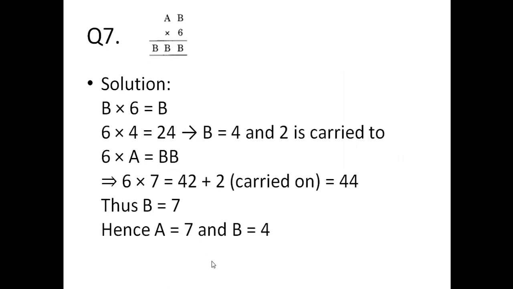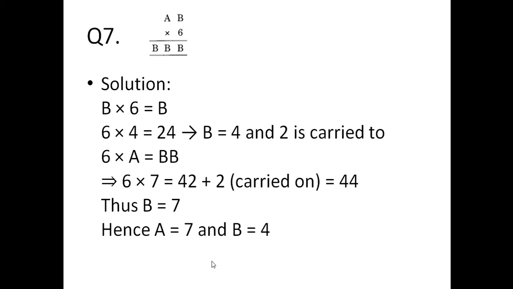Then the seventh one, AB into 6 equal to BB. So B into 6 equal to B. By the trial and error method, as we did in the previous problem, we come to know that if we put 4, it gives the same units place as 4. So 6 into 4 equal to 24. Again in the units place it is giving 4. So we are checking with that.